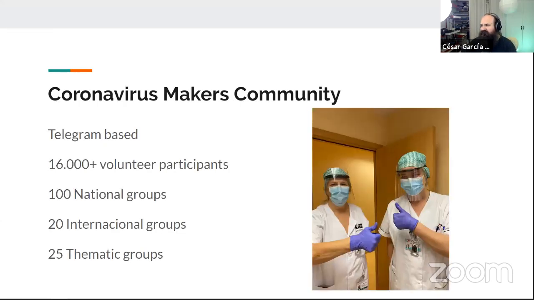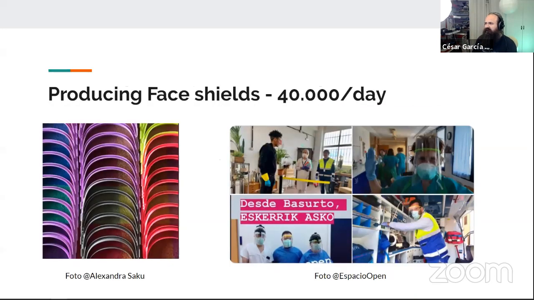Most of this work has been done by volunteers and organized in Telegram groups. So far, there are about 100 national groups and 20 international groups that are collaborating and trying to replicate on this topic. It's mostly Spanish-speaking people, but we have groups from Germany, the UK, and other places. And we have thematic groups where they talk about filtering systems and other things.